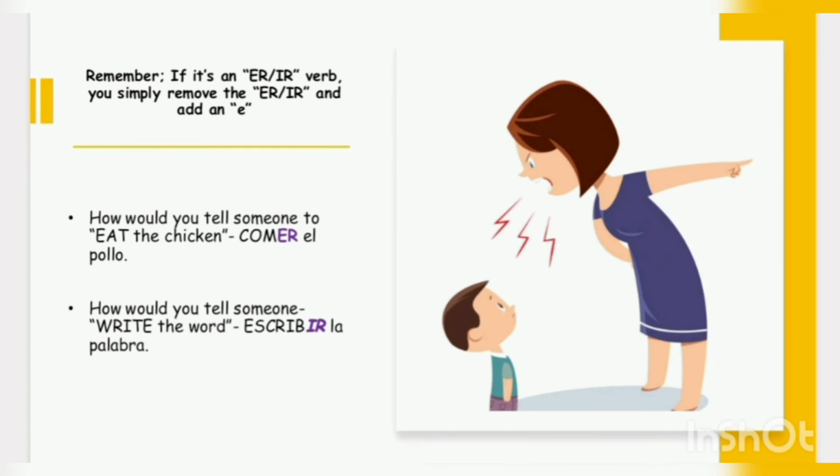Try these two for yourselves. How would you tell someone, eat the chicken, as well as to write the word? So remember, to eat is an ER verb. So you kick off the ER and then you add the E. So when we kick off the ER from comer, we are left with COM. Then when we add on our E, we get come. So the full sentence would be come el pollo.